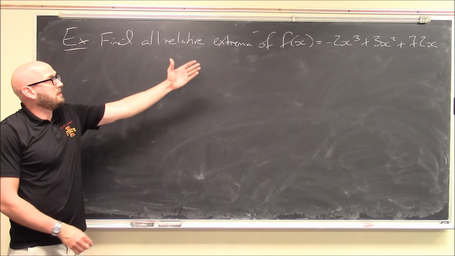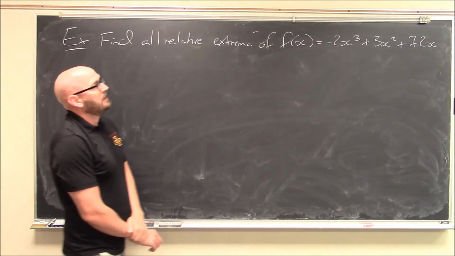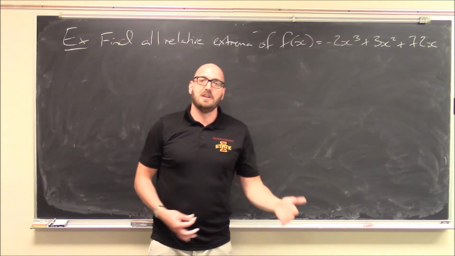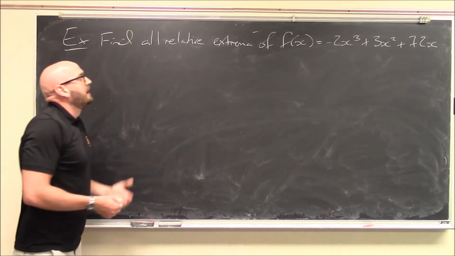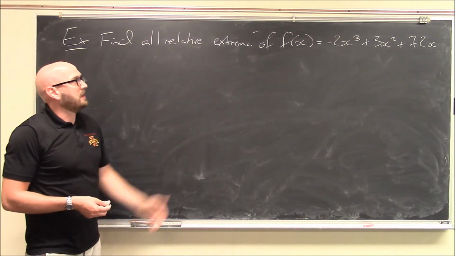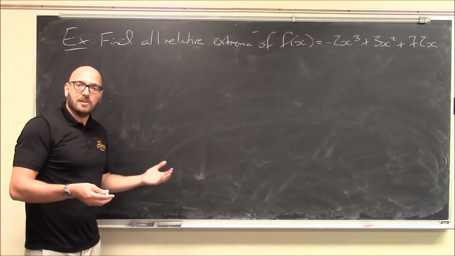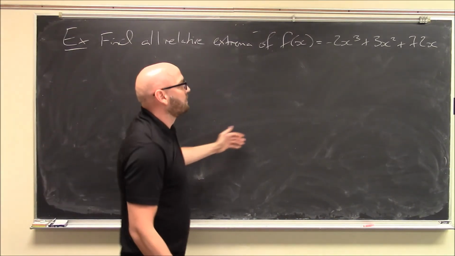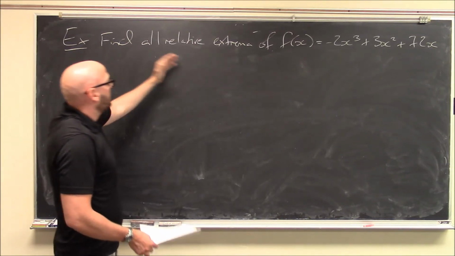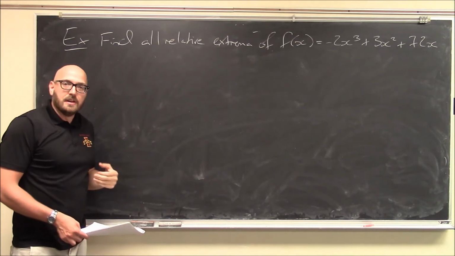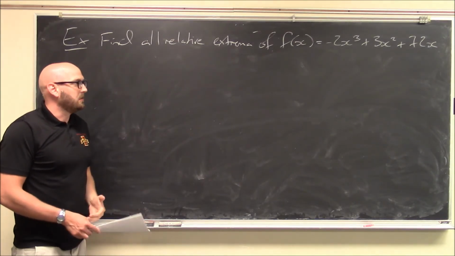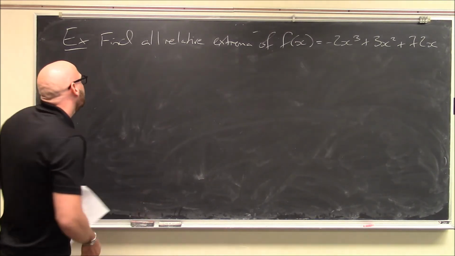Okay, so here's our function, f. It's a polynomial. I could make this a business application if I wanted. I could make this a cost function and say let's find all the relative maxes and mins of this cost function. But it's the same process, right? We just have a function. I want to find all relative extrema, so the first step is I need to find all the critical numbers, right? Because those are the candidates for possible relative extrema.